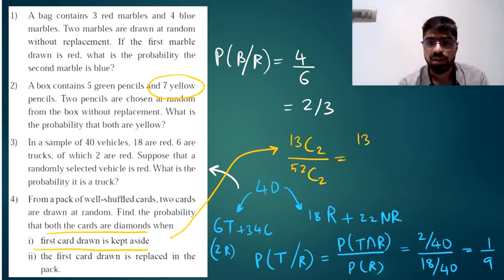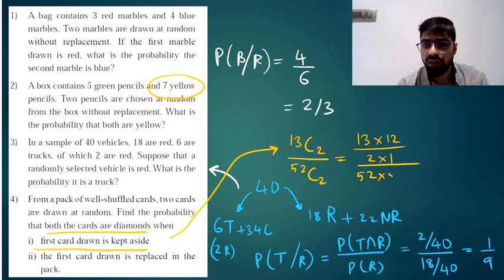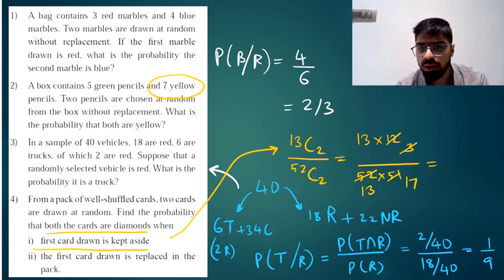Just to evaluate it, you can say 13 into 12 upon 2 into 1, divided by 52 into 51 divided by 2 into 1. That 2 into 1 gets cancelled in the numerator and denominator. The leftover numbers are 13, 12, 52 and 51. So 4 cancels off 12, 4 into 3 will be 12 and 4 into 13 will be 52. 3 ones are 3, 3 17s are 51. So 13 and 13 also get cancelled, and the final probability for that fourth question is 1 upon 17.